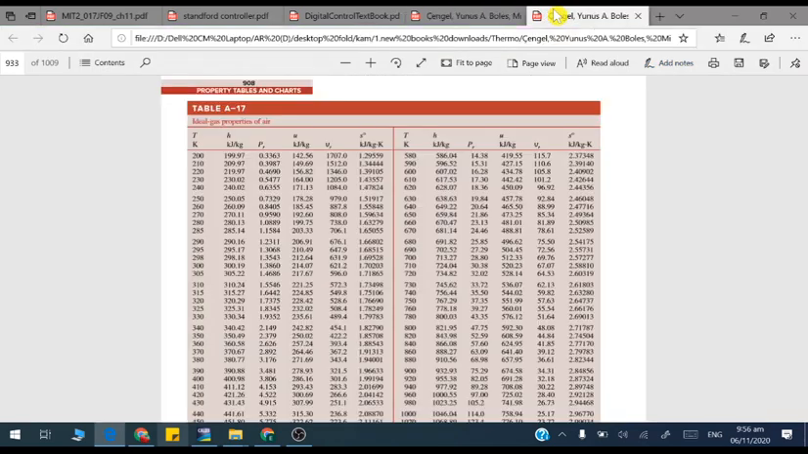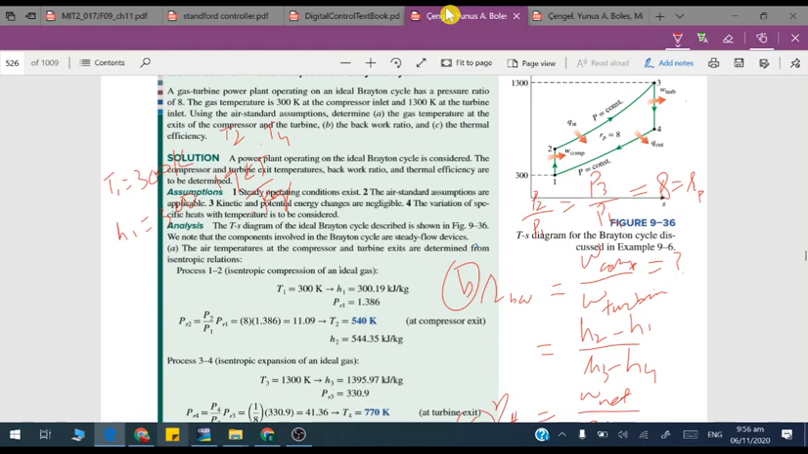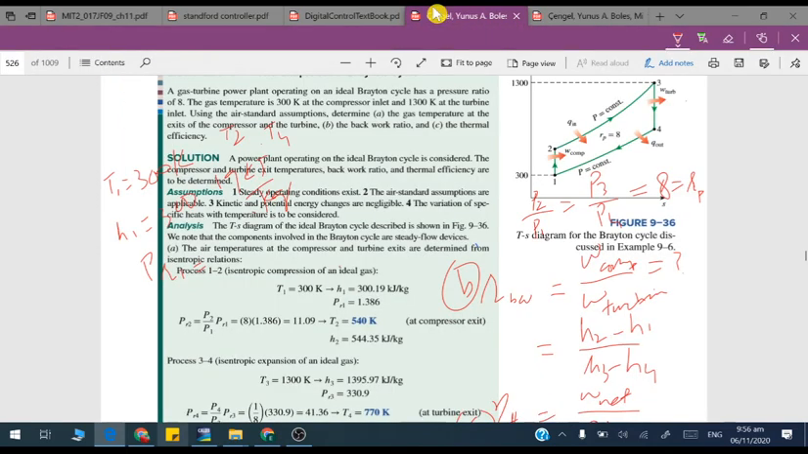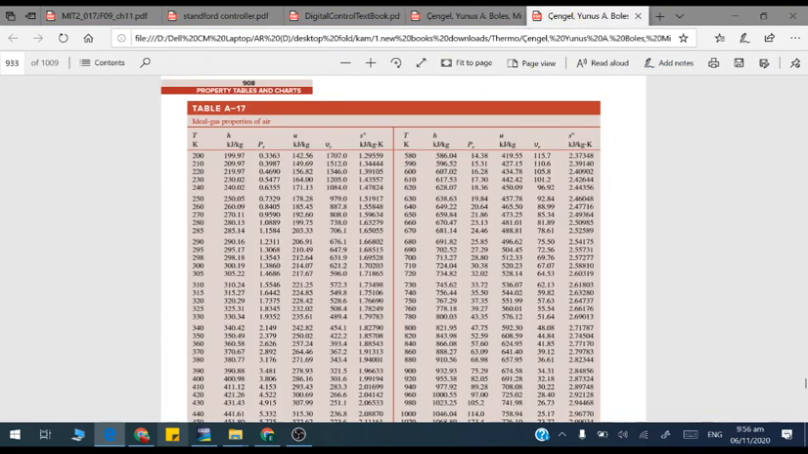Fine. Then again coming to the second entry, PR. PR is actually the relative pressure. So PR is PR1 because it is at state 1, and it is 1.386. And remember this PR, what is PR?